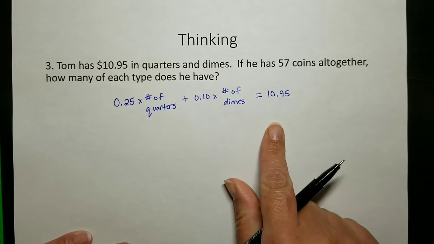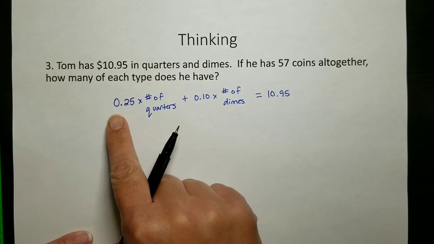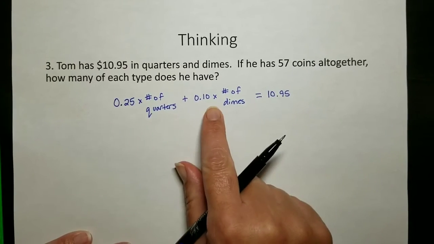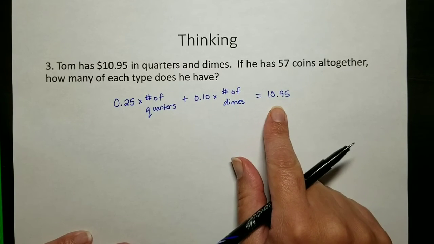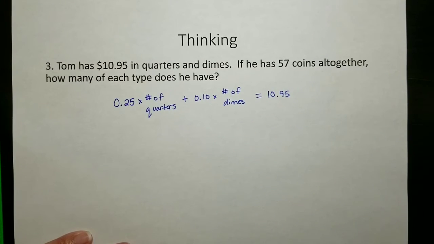So that's just thinking it through. I would have 25 cents times how many quarters plus 10 cents times how many dimes, and that would give me this. Now we need to figure out a variable.